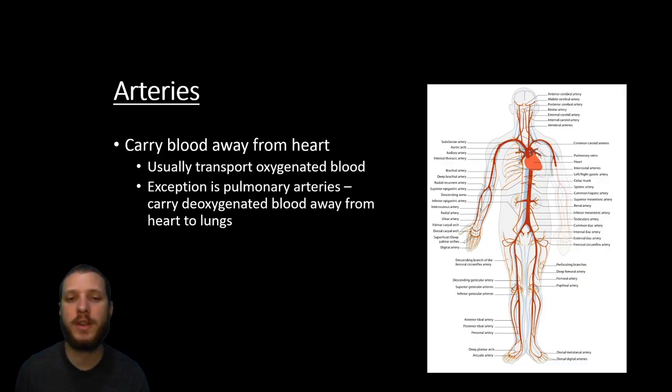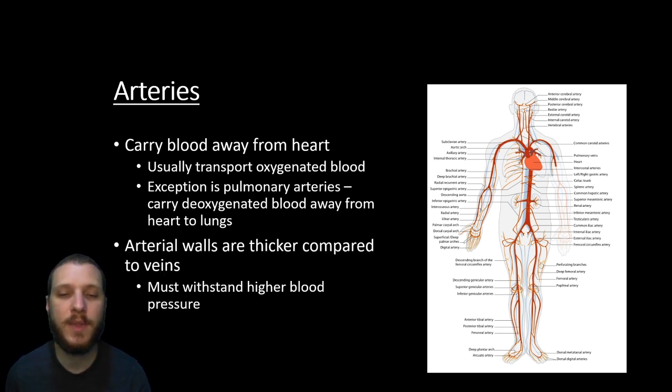Again, looking more closely at arteries, as we said, they're going to carry blood away from the heart. Typically, this is going to be oxygenated blood. The only exception is that pulmonary arteries take deoxygenated blood from the right ventricle and send it to the lungs to pick up oxygen. Compared to veins, arteries are going to have thicker walls. The reason for this is that we're trying to pump the blood through the entire body. The left ventricle is going to have to squeeze really hard and push that blood with a lot of pressure to get it to go through. And so arteries have to be able to withstand that increased pressure from that left ventricle.